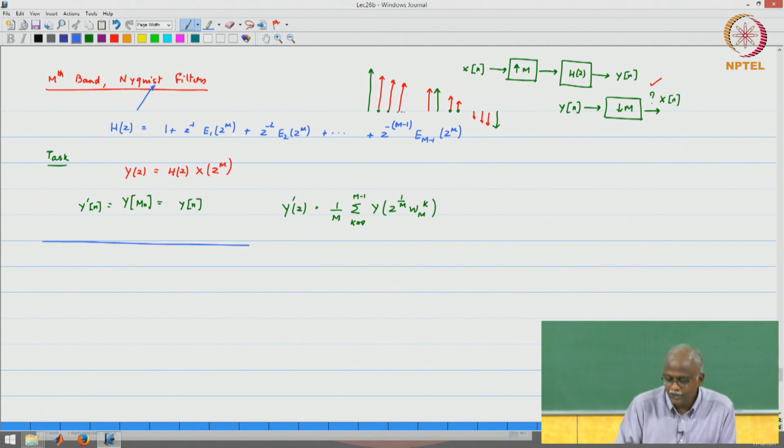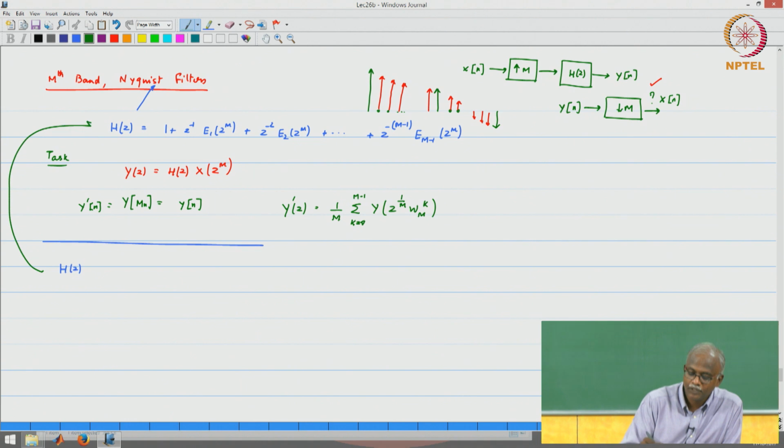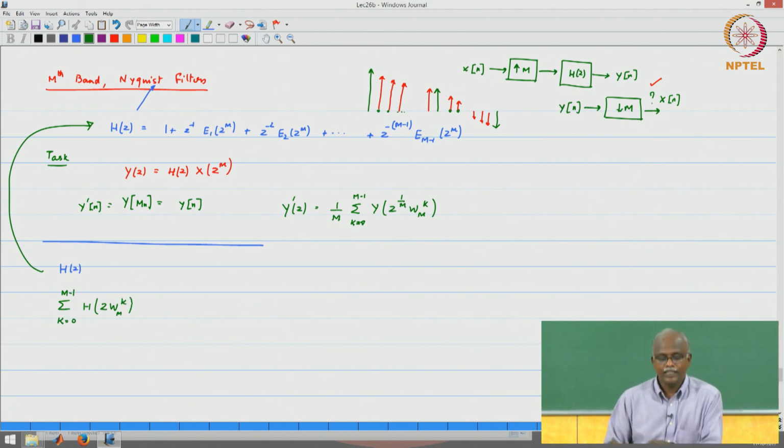So assuming that you have done that exercise, I want you to pay attention to this result. H of z, which is the filter that we have shown here, the filter of that form. Can you tell me what happens if I add shifted versions of this filter? K equal to 0 to m minus 1 h of z w m k. Okay, what is h of z w m k?